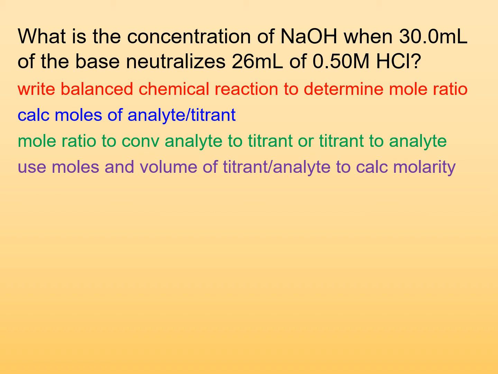So our balanced chemical equation, hydrochloric acid and sodium hydroxide will be in a 1-to-1 ratio, producing sodium chloride and water.